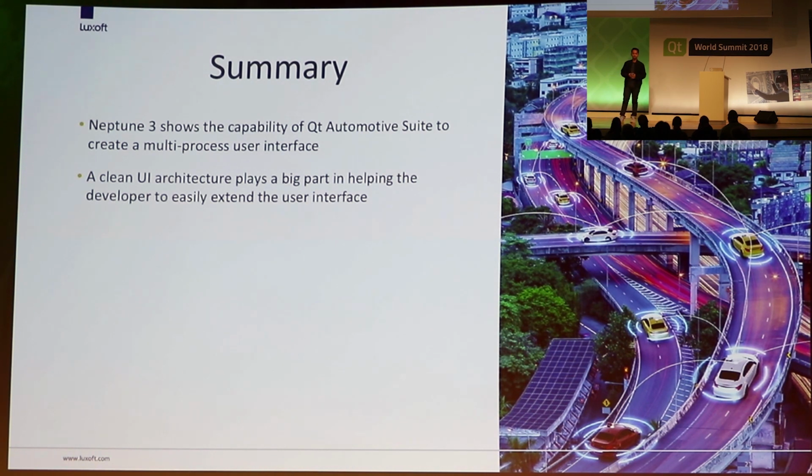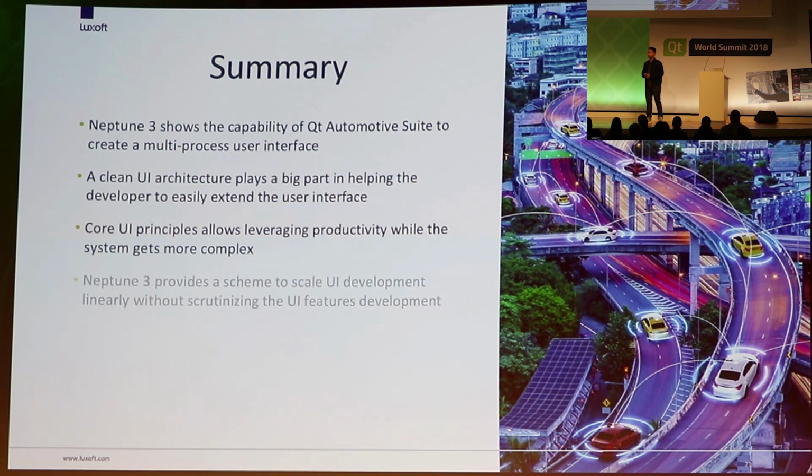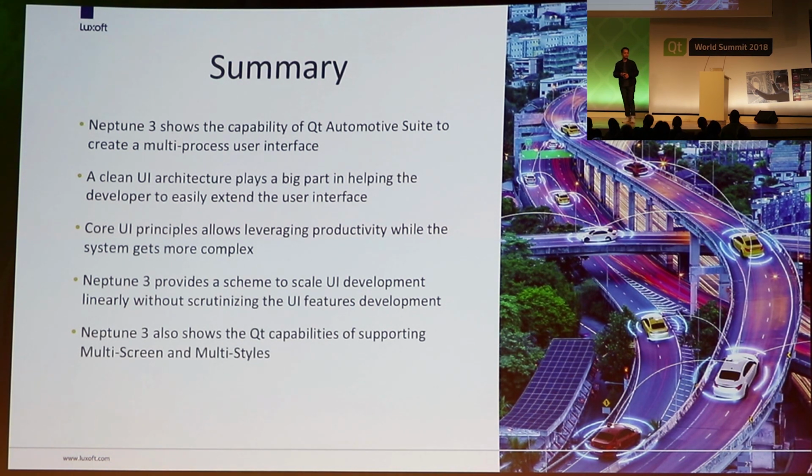The clean UI architecture that we introduced here plays a big part in helping our development process to extend the user interface. Our core UI principles allow leveraging productivity, even if complexities rise. And Neptune 3 also provides a scheme to scale the UI development without needing to care about feature development by other teams. It also shows the Qt capabilities to support multi-screen, as you saw downstairs, where we have three screens, and also the multi-styles that I showed before. And it's also an adaptable UI that you can adapt to any design. So thank you.